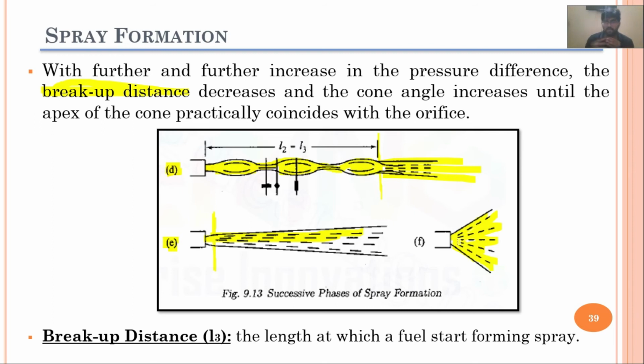So one thing remains here, and that is the breakup length. Breakup length is the length from this orifice to that point at which the spray has started forming. So this is the distance, or we can say this is the breakup distance in the spray formation.